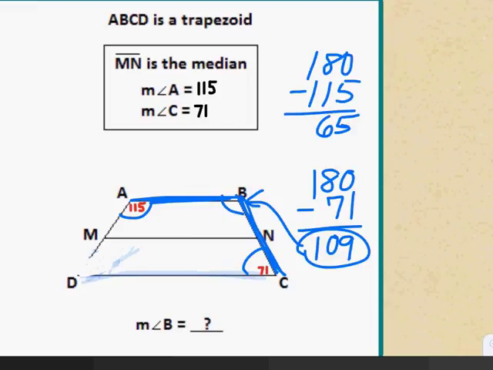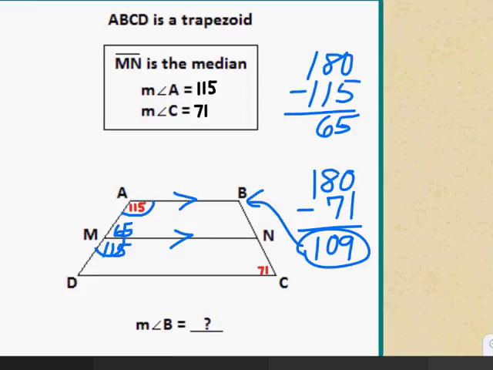Let's get rid of some of this. And now we can say if we have an angle of 115 here, these two angles are corresponding angles formed by parallel lines because the median is parallel to the two bases. So therefore, these two angles that I have marked off are corresponding angles. So this is 115. And this angle above it is its supplement, which is 65.